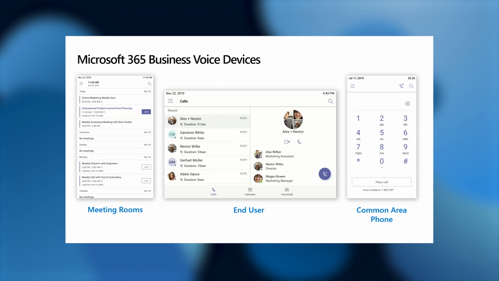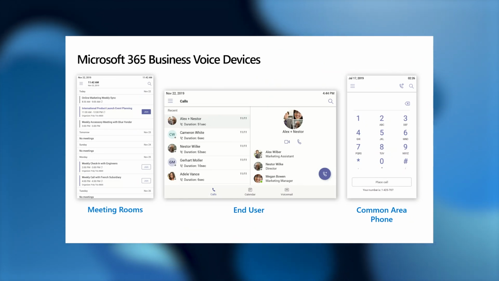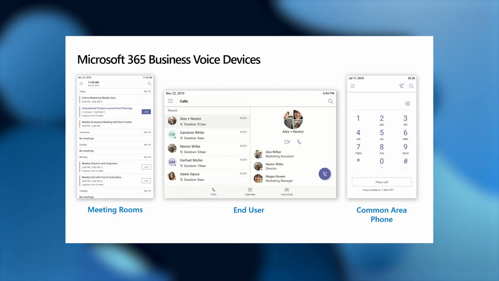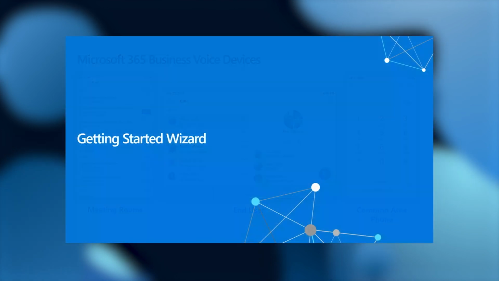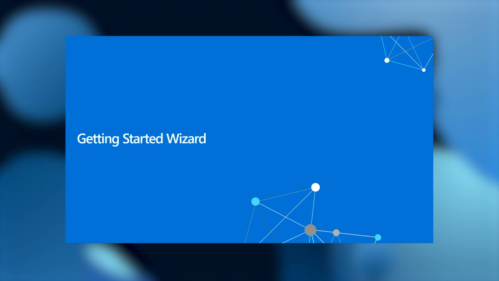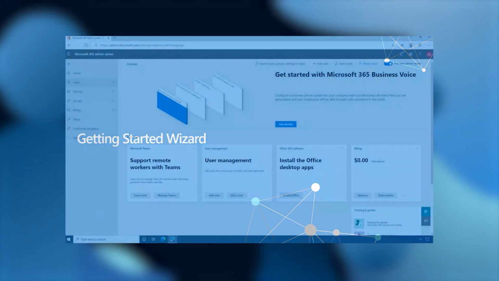End users get a consistent Teams calling and meetings experience across a range of Teams certified devices. Shown here are meeting rooms, personal desk phones, and a common area phone. Launching Business Voice last year, our goal was to make it simple to set up and manage for businesses and partners. One of the ways we simplified setup is with the Getting Started wizard. In about 5 minutes, you can complete setup so your business can start making phone calls using Teams.